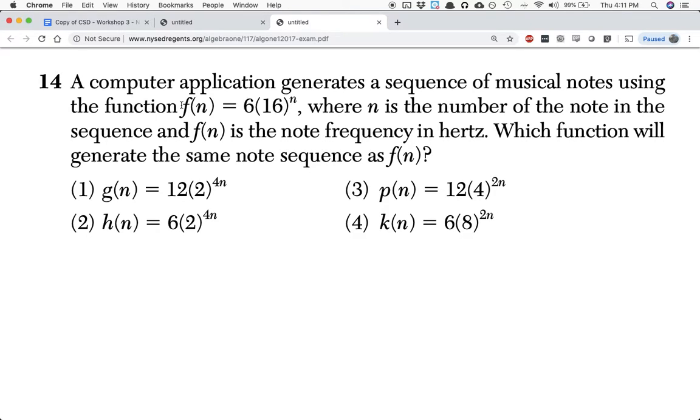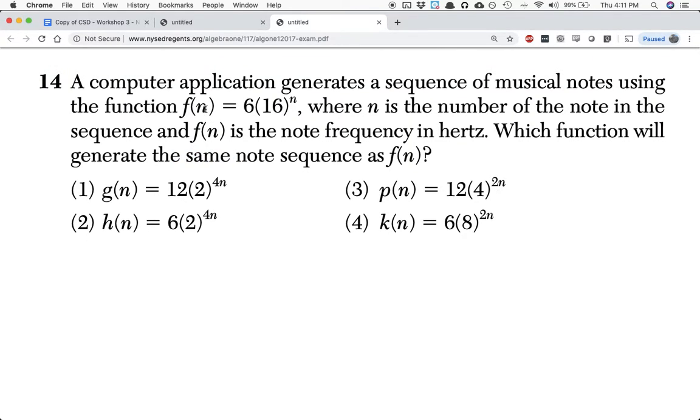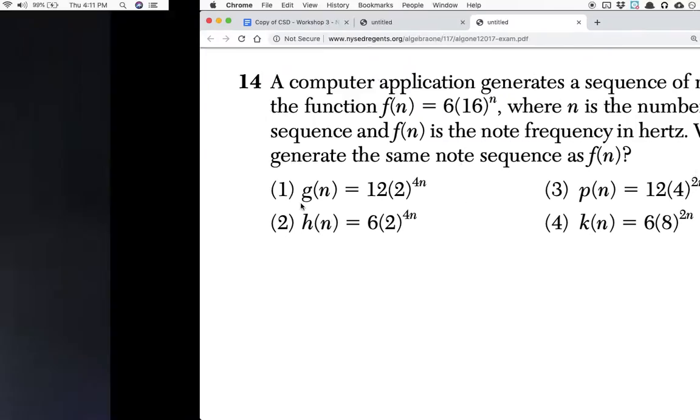They give you this whole big story. All you need is this right over here, my f of n equals, and they're looking for something that will generate the same sequence. That's it. Once you see f of x equals, you know you're looking for the same. You should immediately know to go to your calculator and graph it, and then graph these over here and see which one matches. So let's go and do that.